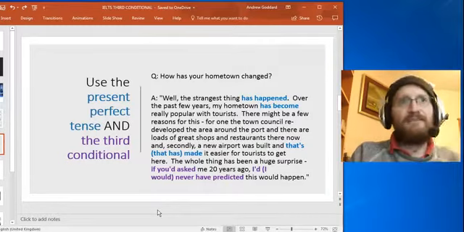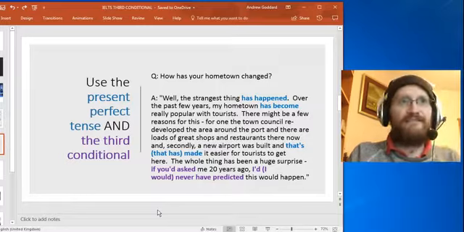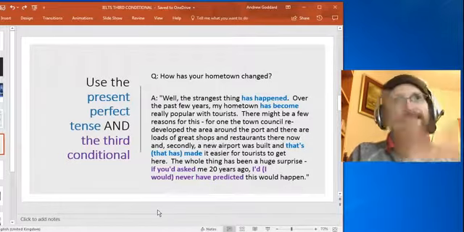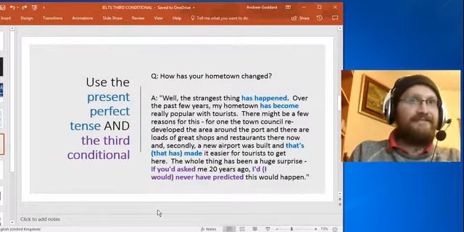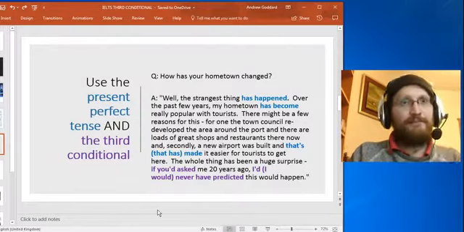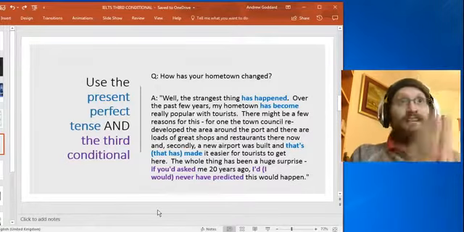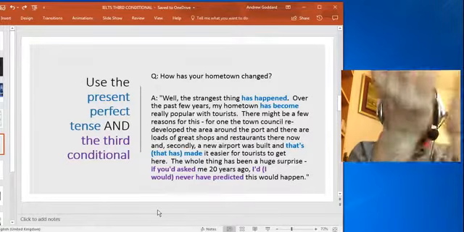And here I'm also going to show you how to use the third conditional. Throughout this video, where we're using the present perfect tense, we have this highlighted in blue, and the third conditional highlighted in purple. And in this answer, that is the case.